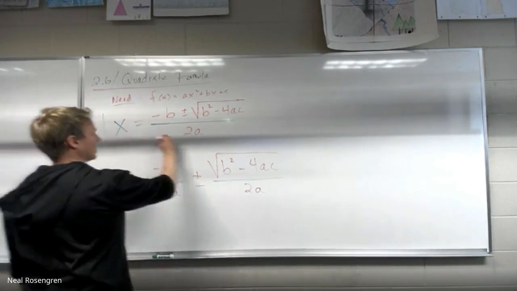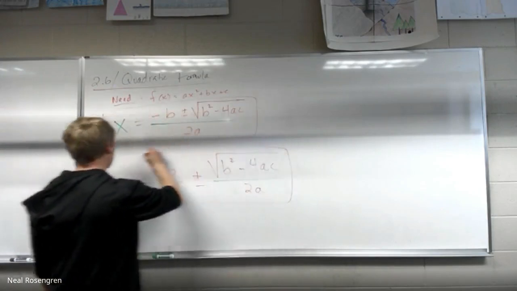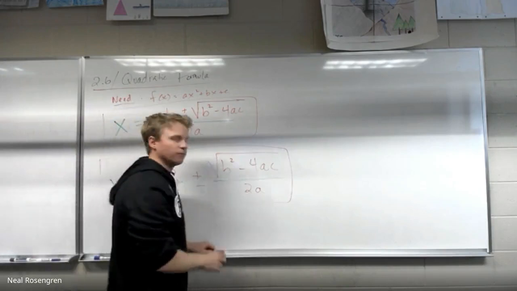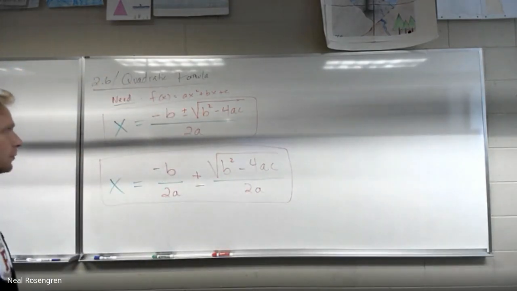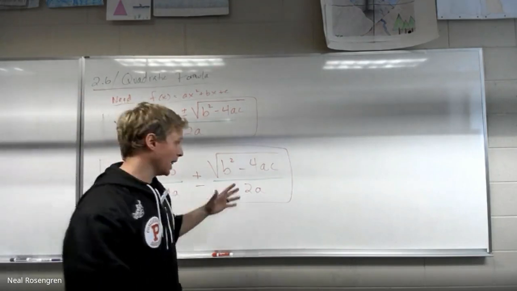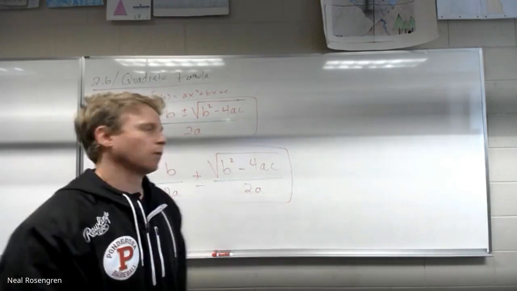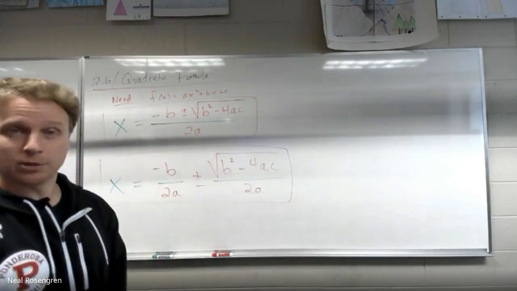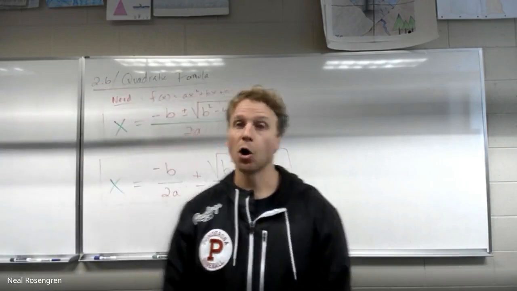So you've got this one, and then just a slightly separated version of the same thing. Either one's fine. Again, you'll see why I like this version later this week. Just a little bit. So x equals negative b plus or minus the square root of b squared minus 4ac all over 2a.